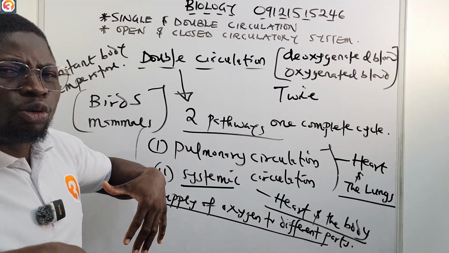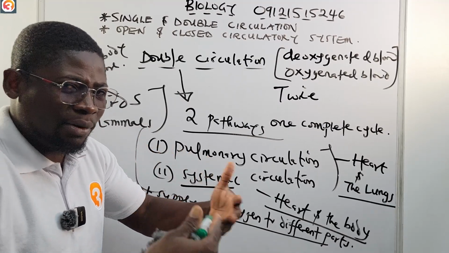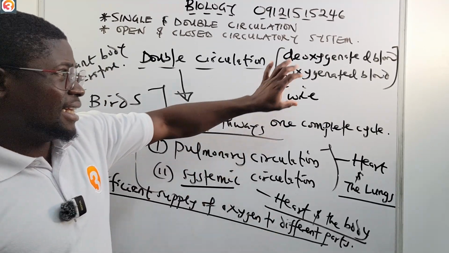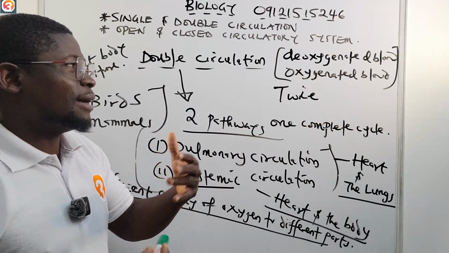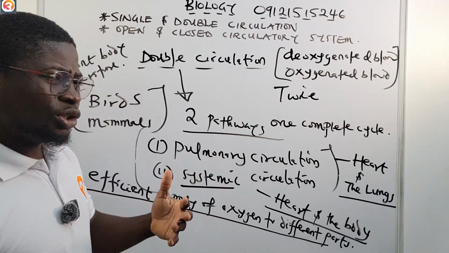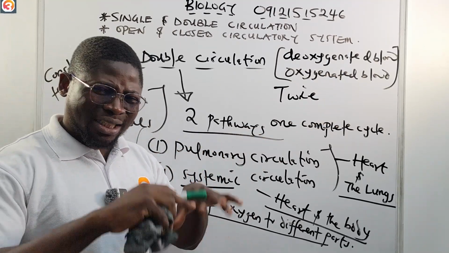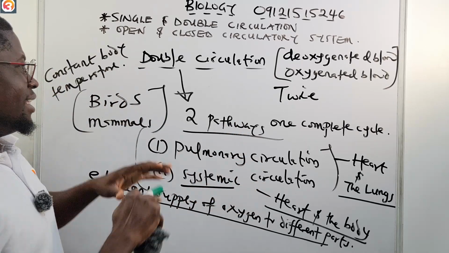So that we are able to maintain that balance, that constant body temperature. That is why there is a separation between our oxygenated blood and the deoxygenated blood, so that there will be efficient supply of oxygen to different parts of the body. So that is double circulation.